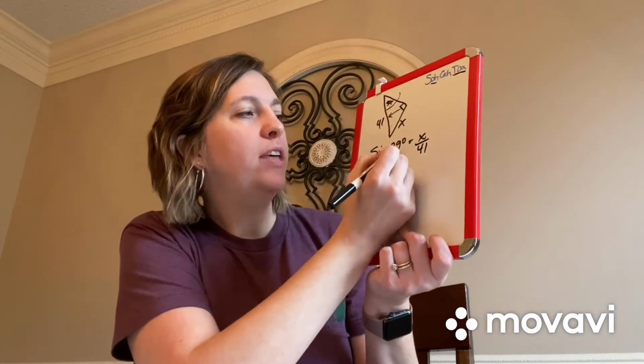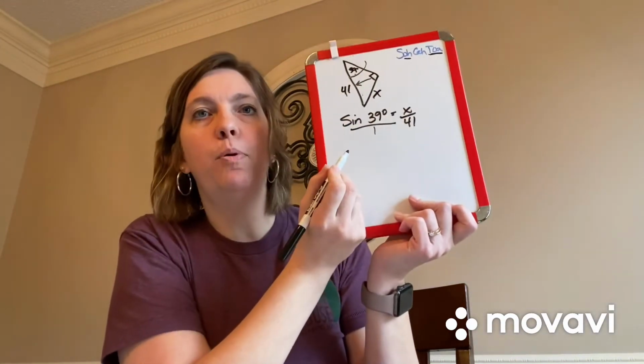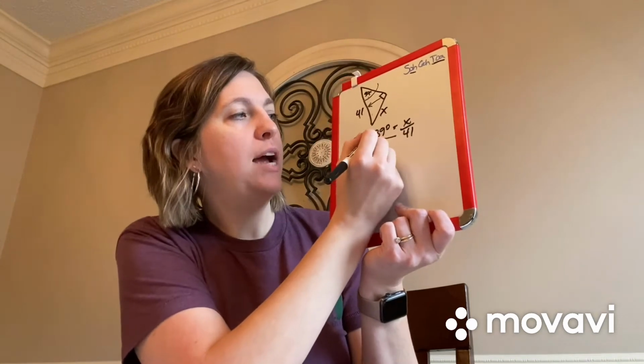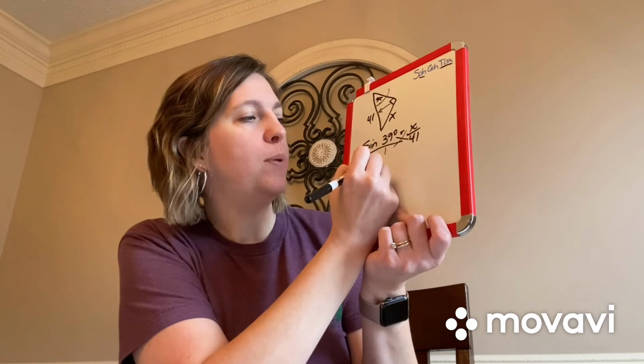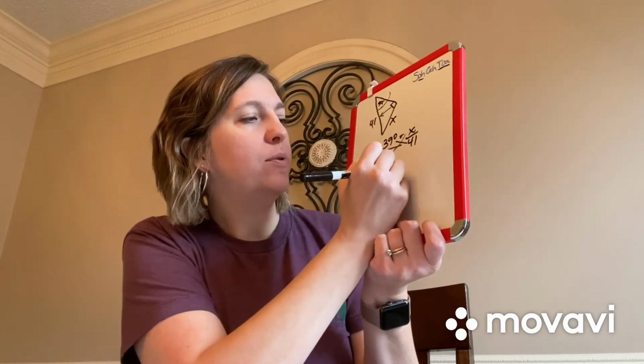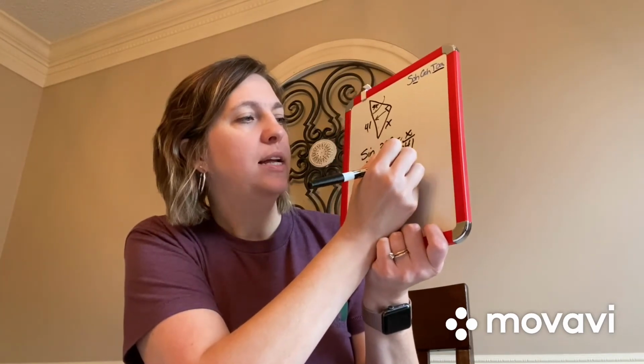Now, how do I solve this? I just make it like a proportion. Sine of 39 over 1 equals x over 41. Cross multiply: 1x, or just x, equals the sine of 39 times 41.